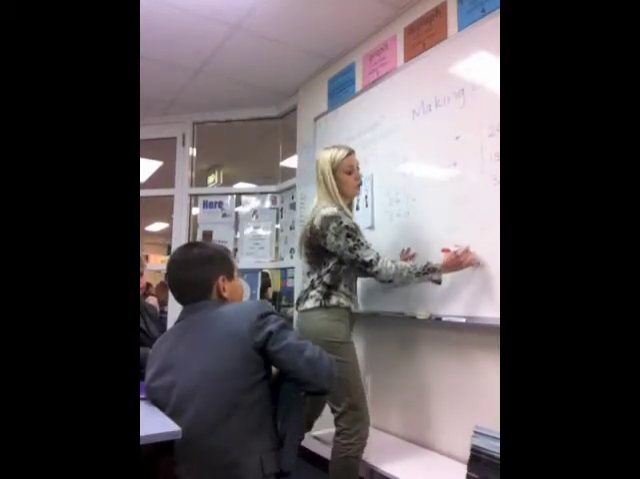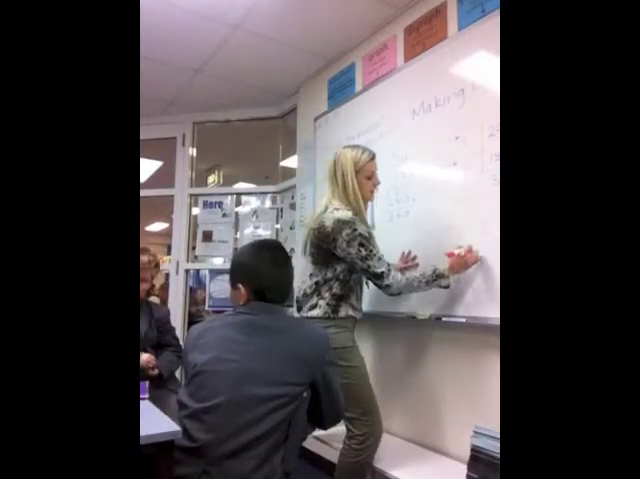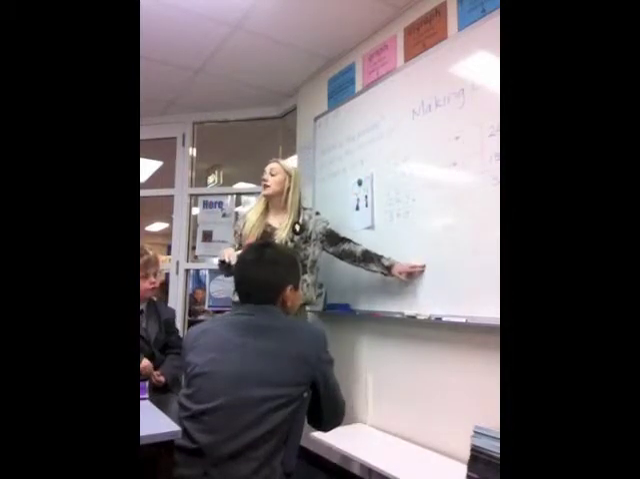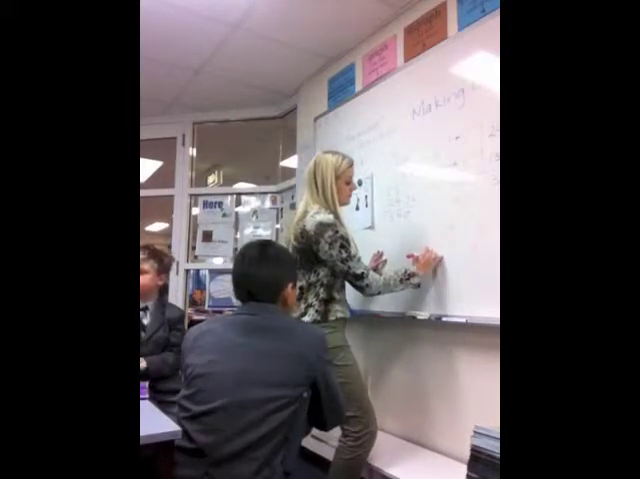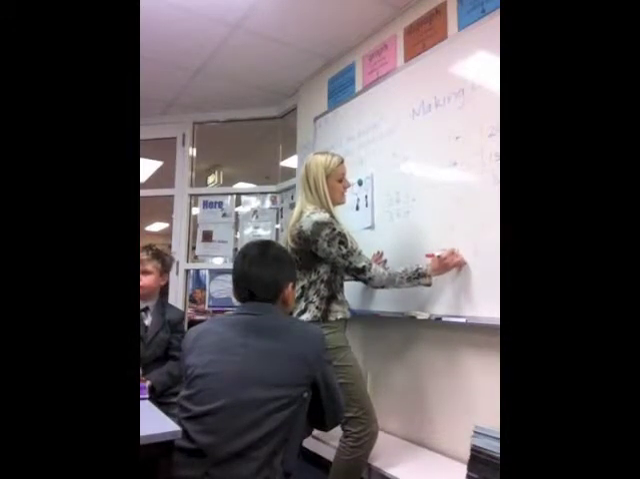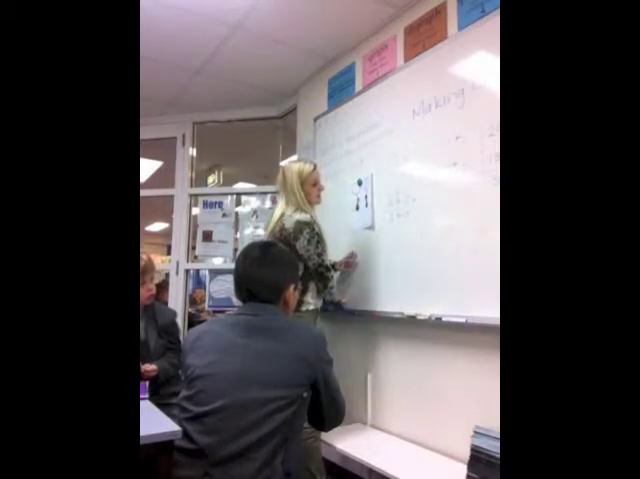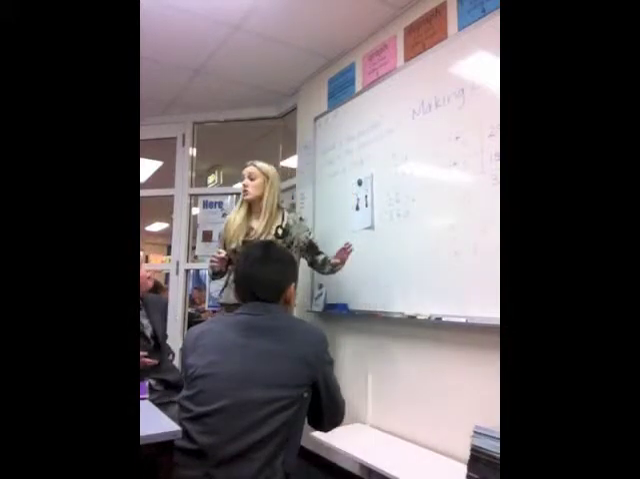15 and 1. Oh, I could, but let's use some different factors. I could do 5 and 3. Excellent. 3 and 5. And what are two factors of 24? Two factors of 24? 4 and... 4 and how many 4s? Excellent. 4 and 6. Now what do you notice?